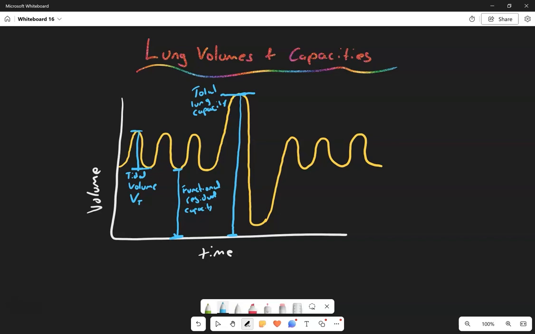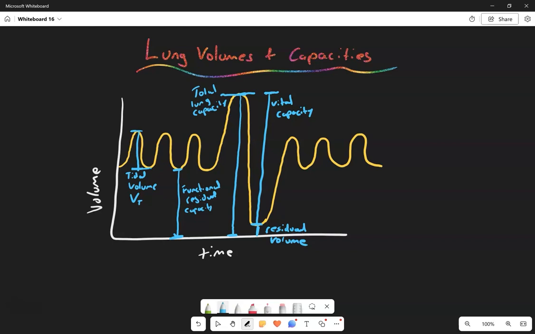Okay? And if we look to see what is the maximum amount that you can move in and out of your lungs, this here is known as your vital capacity. That's the maximum amount that you can move in and out of your lungs. And then we have this little bit here that's left in your lungs even after that forceful exhalation. That is what we refer to as your residual volume. And that's different than the functional residual capacity.